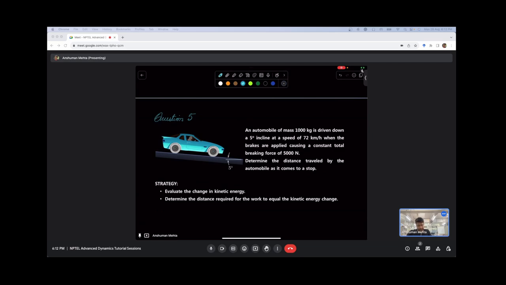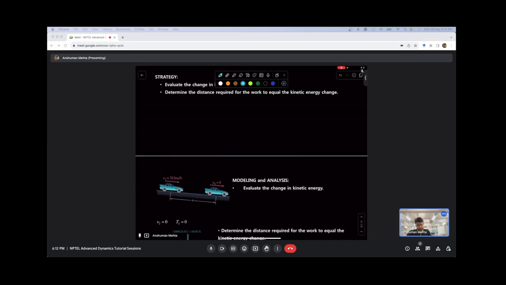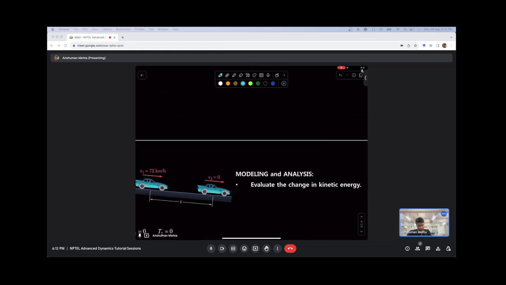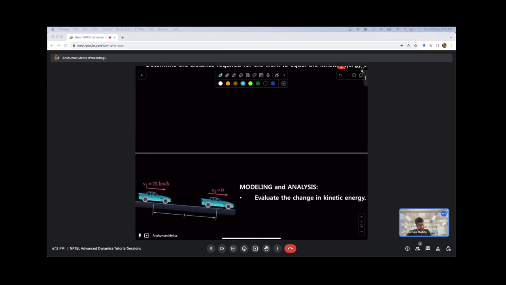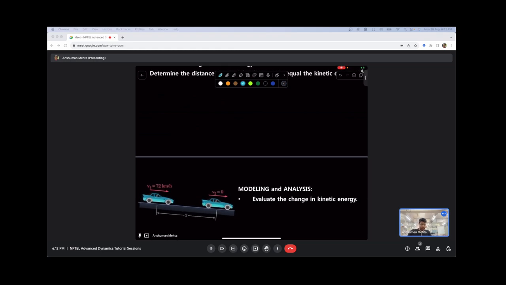We'll go step by step. So the first step is to evaluate the change in kinetic energy. So let's see what is happening. So let's say it has moved up to x meters.